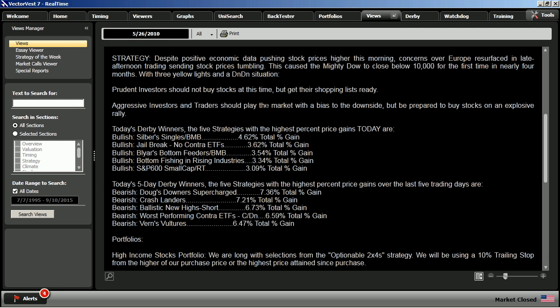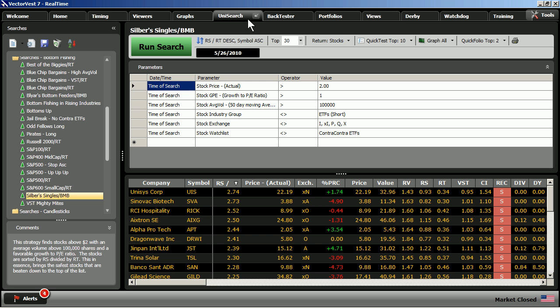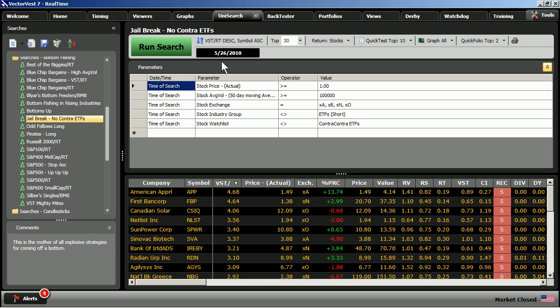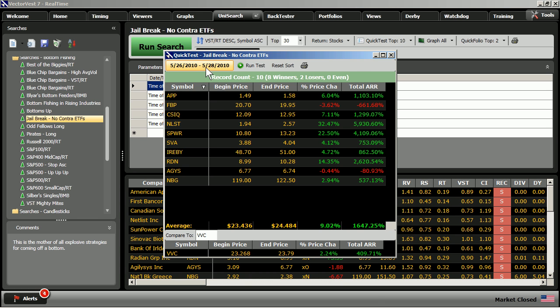On that same day, jailbreak, no contra ETFs was the next bottom fishing strategy on the list, one of our most famous bottom fishing strategies. So let's take a quick look at how that one would have performed on that day. I'll go ahead and run the search on that same date. Again, this is VST divided by RT, which will bring the low RT stocks to the top. Let's go ahead and run that search.